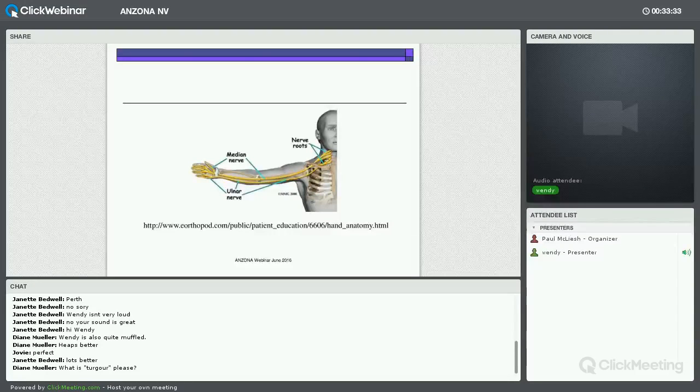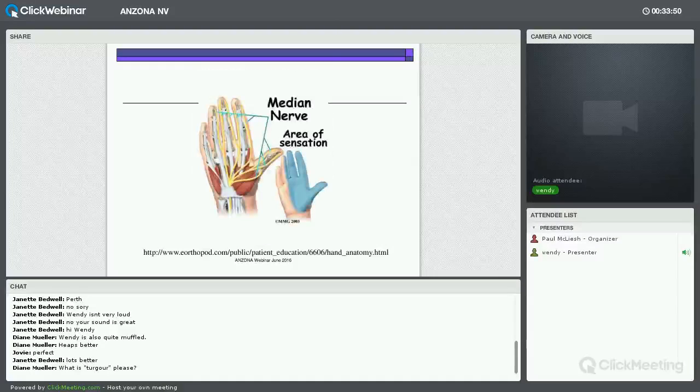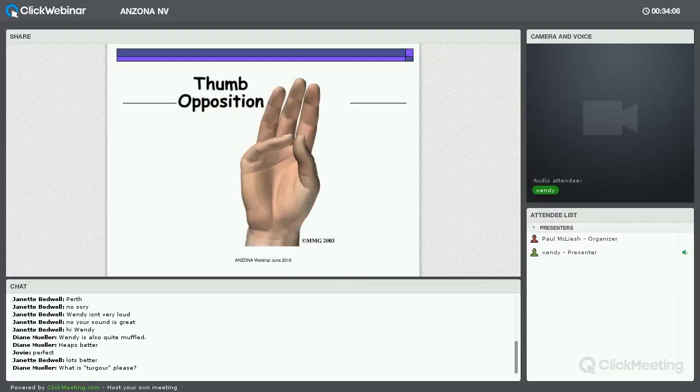Okay, median nerve. What we're looking at is the top one of those two yellow nerves that's coming down, travelling right through to the centre of the hand. The median nerve is supplying half of the hand, mainly on the palmar aspect. And a really good place to test it is the middle finger.